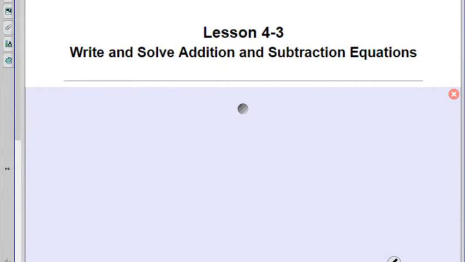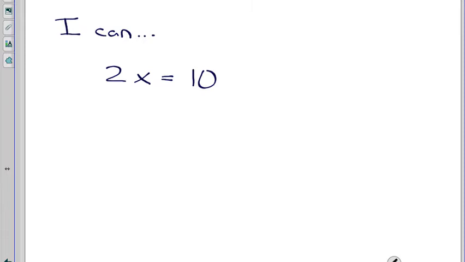Welcome to lesson 4-3. Today we're going to be writing and solving algebraic equations that involve addition and subtraction. To do this, we're going to take advantage of a couple concepts that we've already learned.